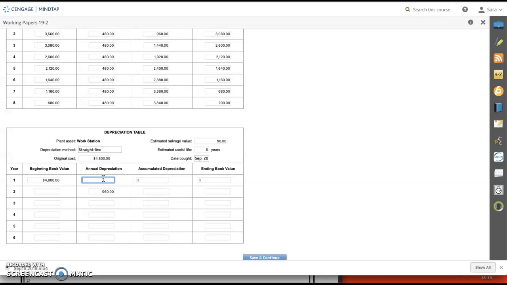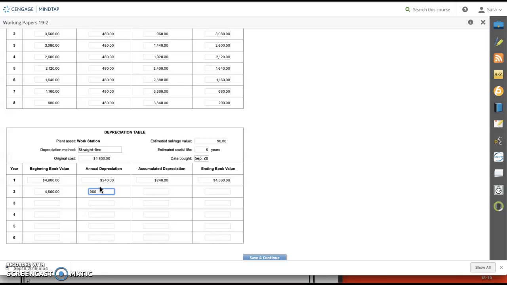And I'm going back to year 1, so $960, then we're going to divide by how many months in a year, so divided by 12 equals 80, and then we take it times the number of months used. So since this is the end of September, we'll say October, November, December, so times 3. So 240 for our first year. So it'll be 240 for the accumulated, and then our ending book value will be 4,800 minus 240. So 4,560. 4,560 is also our beginning.